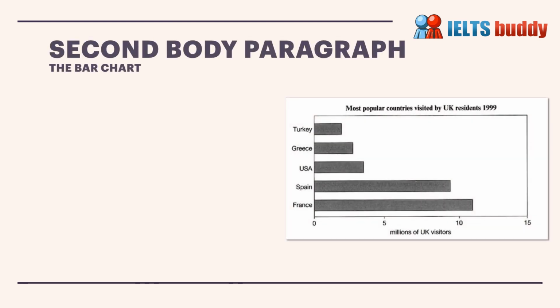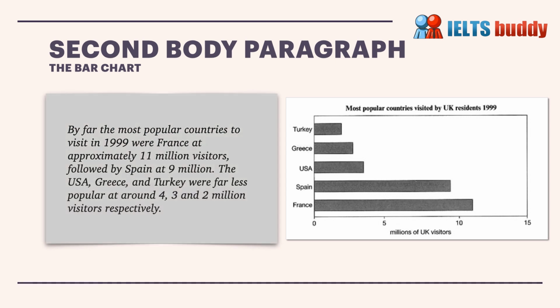Now we'll look at the second body paragraph for the bar chart. So by far the most popular countries to visit in 1999 were France at approximately 11 million visitors, followed by Spain at 9 million. The USA, Greece and Turkey were far less popular at around 4, 3 and 2 million visitors respectively.